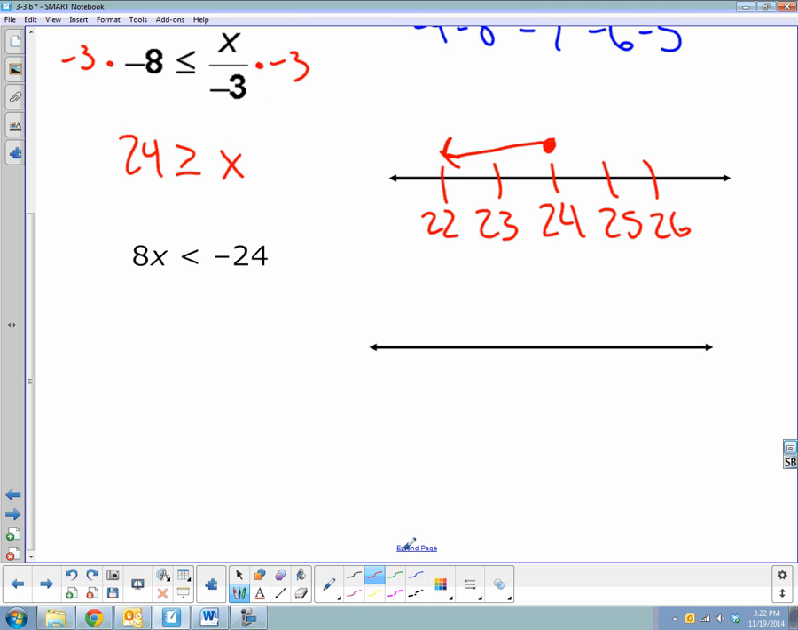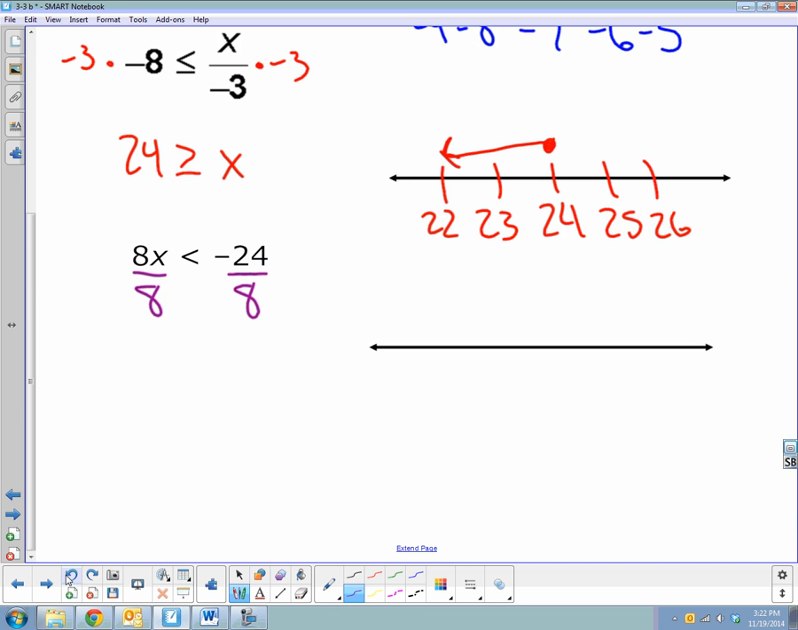And the last one, 8x less than negative 24. I'm going to divide both sides by 8. Now, I am dividing by a positive 8. I'm not dividing by a negative number. It doesn't matter that 24 is negative. We don't care.